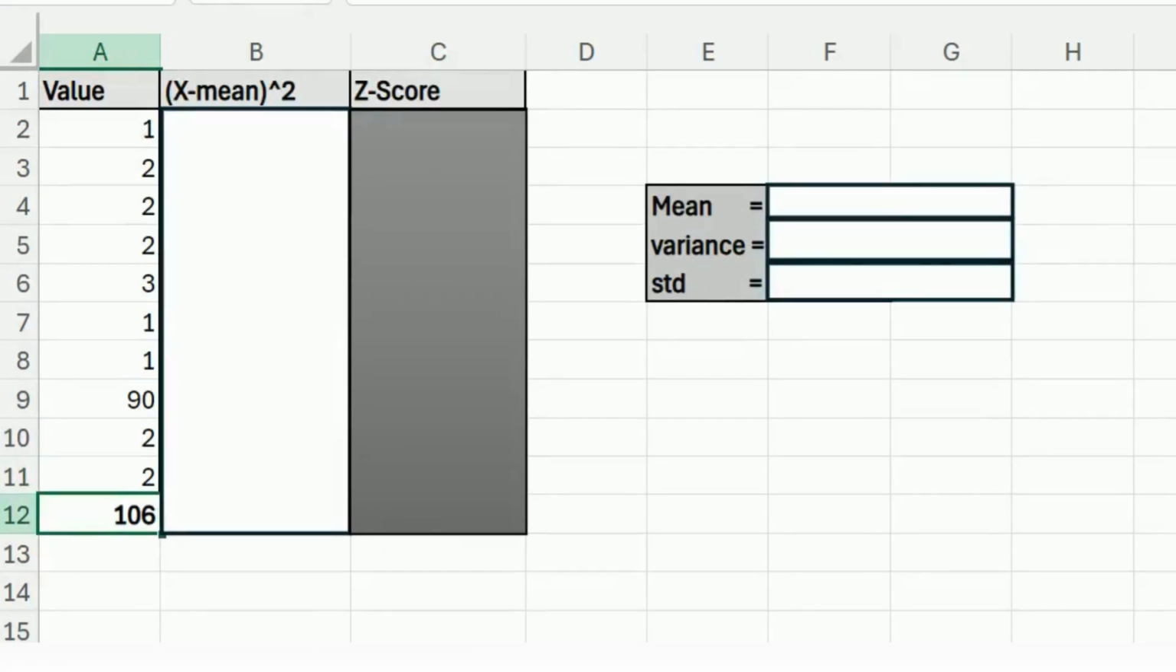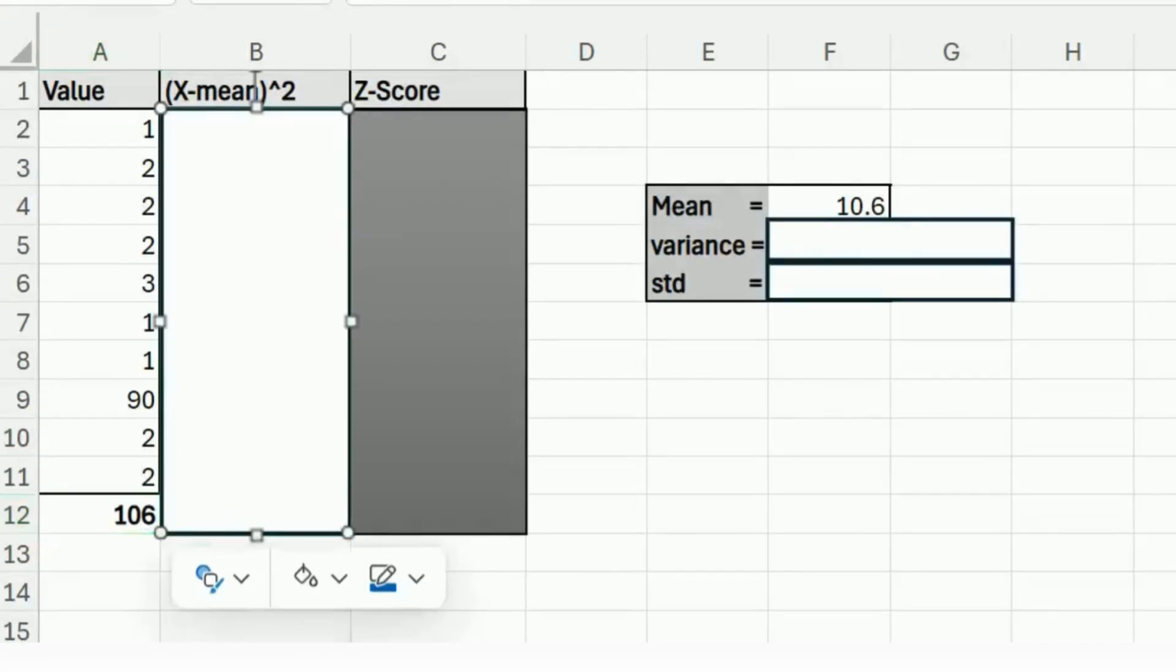Now the sum of all these is 106. And since we have 10 values, we divide it by 10 to get the mean, which is equal to 10.6. Now to find the standard deviation, we find the square of the difference between the data point and the mean, which is 10.6.